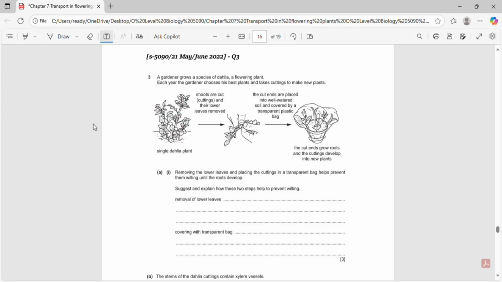Now, the first part of the question says, removing the lower leaves and placing the cuttings in a transparent bag helps prevent them wilting until the roots develop. Suggest and explain how these two steps help to prevent wilting. So let's take the first step, removal of lower leaves.